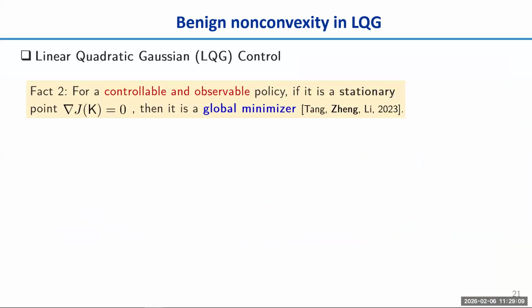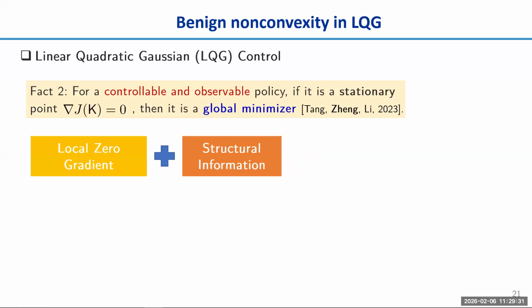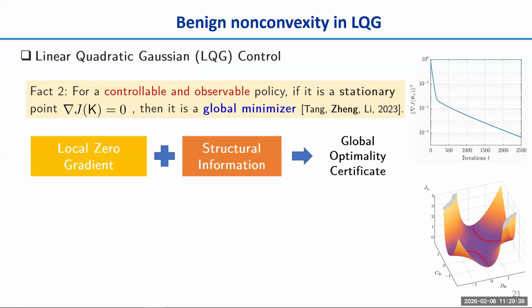And the second step is that now we need some qualification of the policy. So for a special class of policy which is controllable and observable, this again is a standard notion in control theory, if it is a stationary point, then it will be a global minimizer. Again, we have local stationarity plus some information about the policy itself. This is just structural information, controllable and observable. And then we have a global optimality certificate.